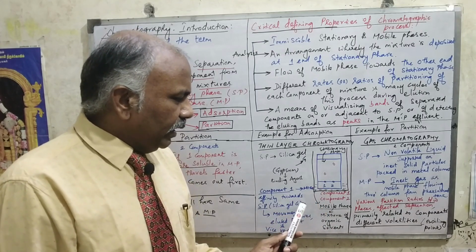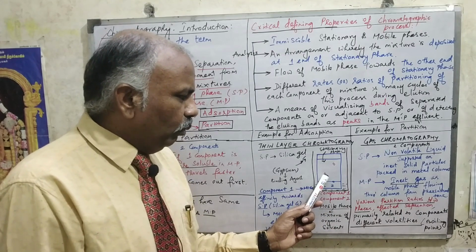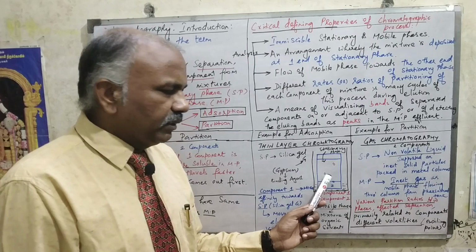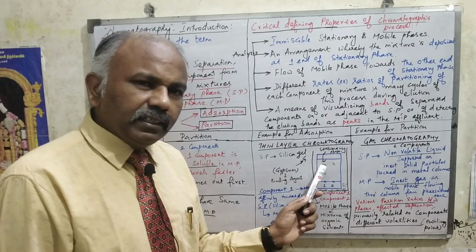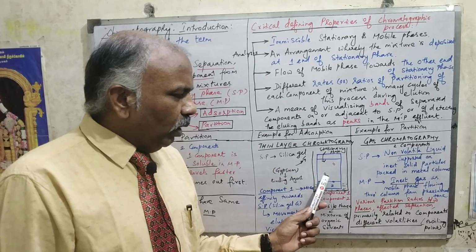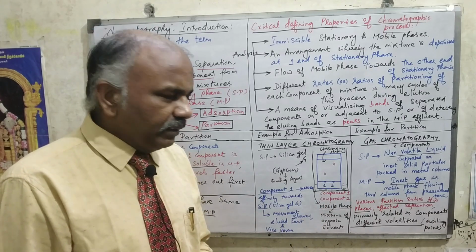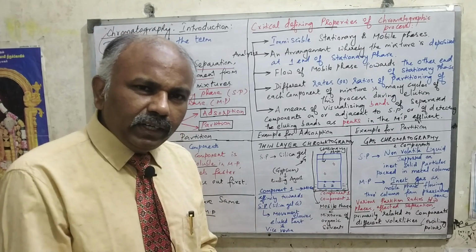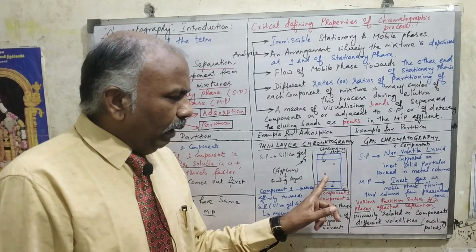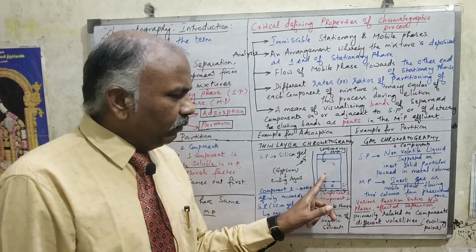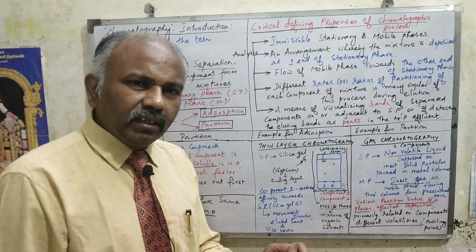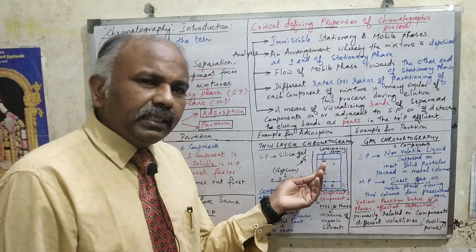When I compare here, component 1 has more affinity towards the silica gel, because throughout the plate silica gel is coated. So component 1 will be binding with the silica gel G. Silica G is a binding agent. So component 1 has more affinity with the silica gel G, so it will bind with it. Therefore, the movement will be restricted, and it will travel in a very slow manner.